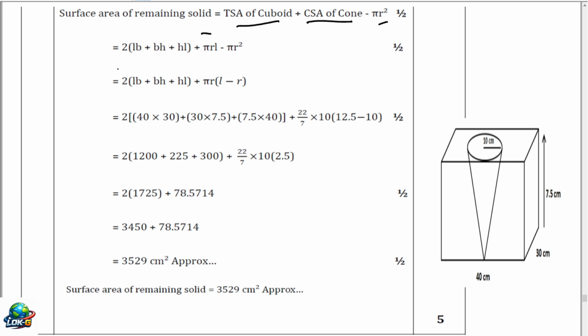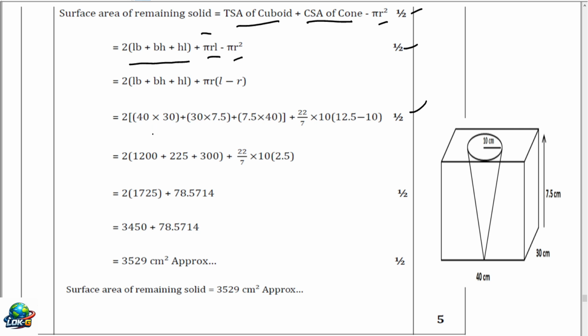Total surface area of the cuboid will be 2 into LB plus BH plus HL, plus pi RL minus pi r square, and you can take pi r common here. You are left with L minus R. 2 into LB, 40 into 30, plus BH, 30 into 7.5, plus HL, 7.5 into 40, plus pi is 22 by 7, R is 10, L is 12.5 minus 10. For this you will get half marks.